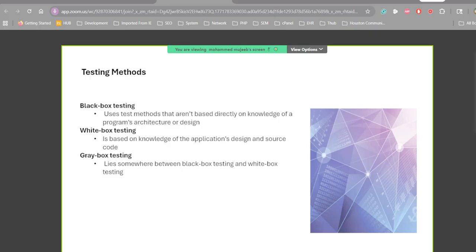Sometimes pen testing is also done as whitebox testing. Gray box testing lies between black box and white box, so they have a little knowledge, half knowledge of your architecture. That's what gray box testing is, but it's not used anymore. Mostly it's done as either black box or white box testing. Any questions, folks? All good?